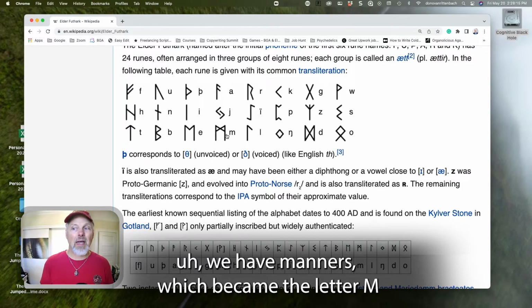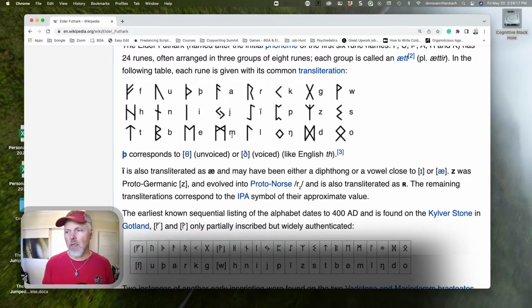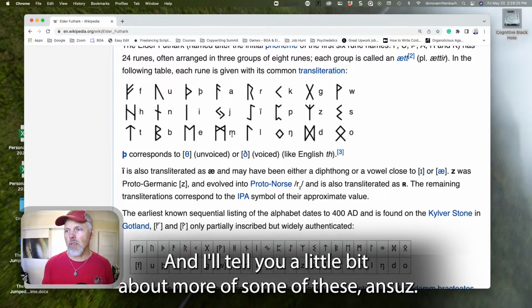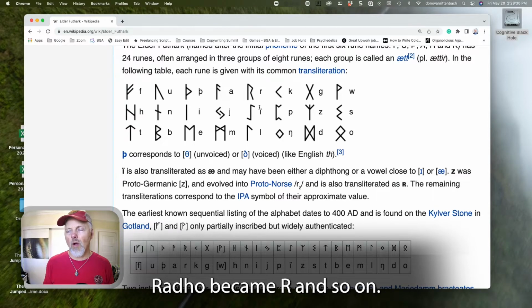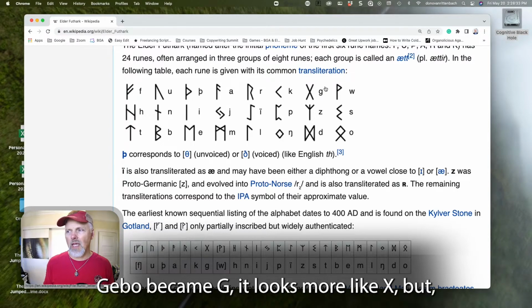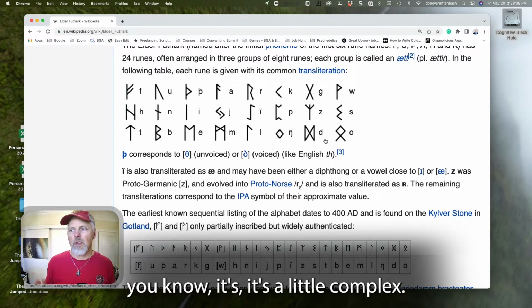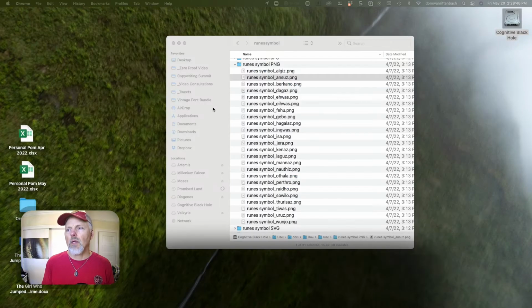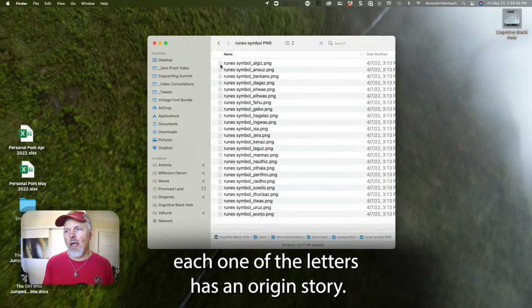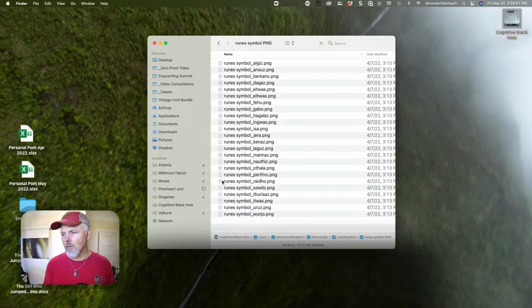We have Manaz, which became the letter M, and I'll tell you a little bit more about some of these. Ansuz became the letter A. Rado became R, and so on. There's this whole thing. Gebo became, gee, it looks more like X, but it's a little complex. Anyways, the point being that each one of the letters has an origin story.